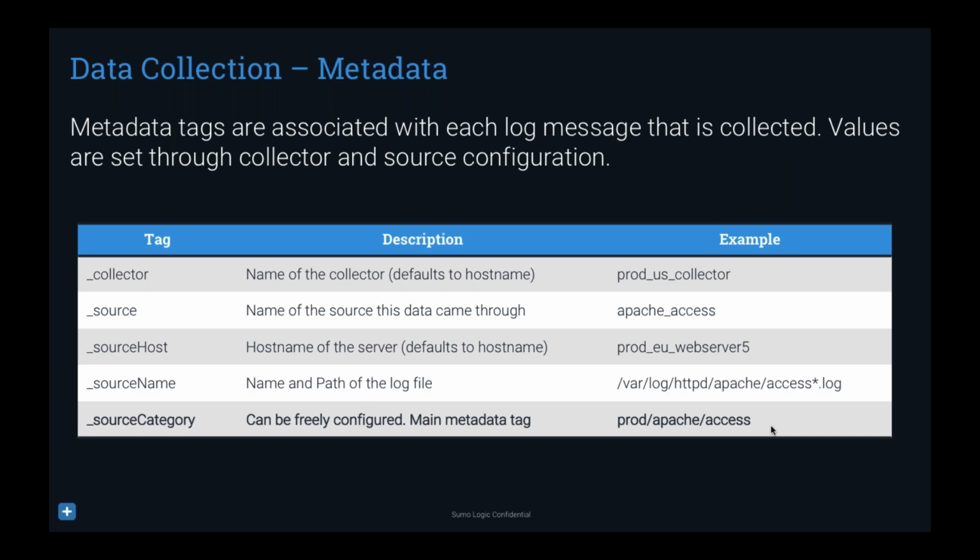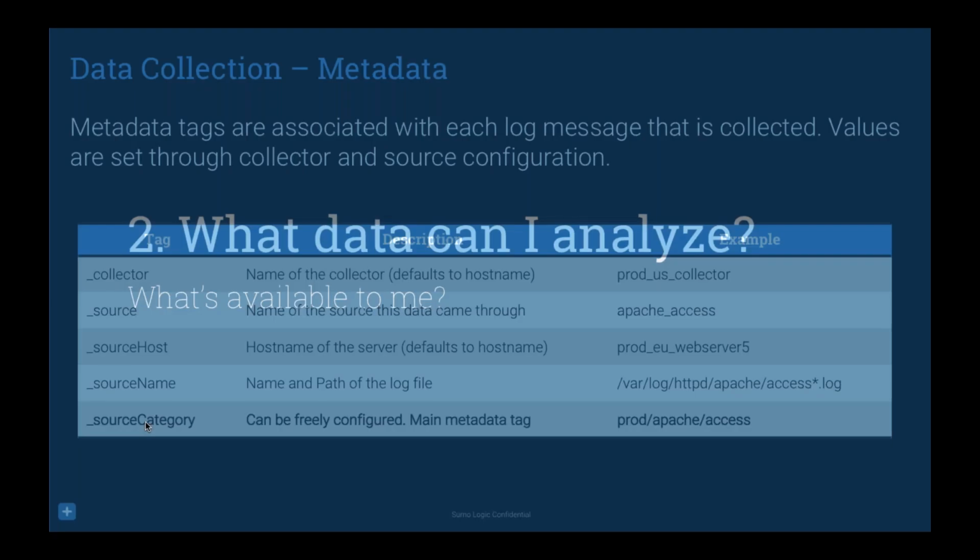It's really powerful because this one can be freely configured, and it can be anything that you want. We have best practices around that, but here is a good example of how you can do it. You could say, for all my prod environments for my Apache access data. And if you search for this source category, it's going to search across all the different web server hosts that have prod Apache access data. So you'll see me use source category quite a bit to pull up my data as I'm going through this.